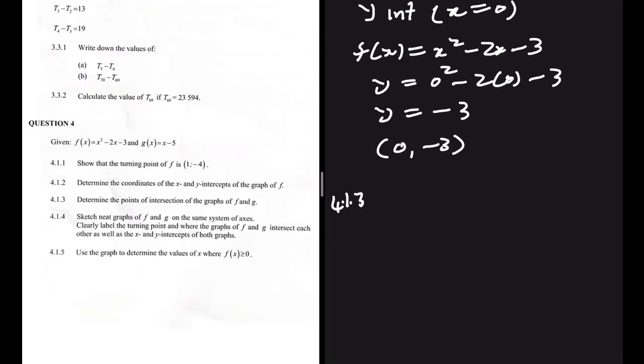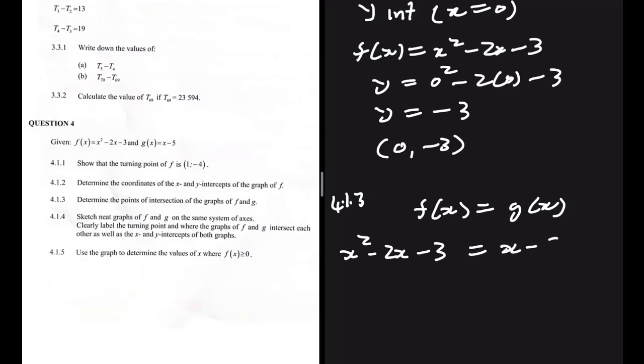So for the points of intersection, we simply let f of x be equal to g of x. We know f of x is x squared minus 2x minus 3, and it will be equal to x minus 5, which is our g of x. So we take x to the left-hand side and also take minus 5 to the left-hand side to get x squared minus 3x plus 2 equals 0.